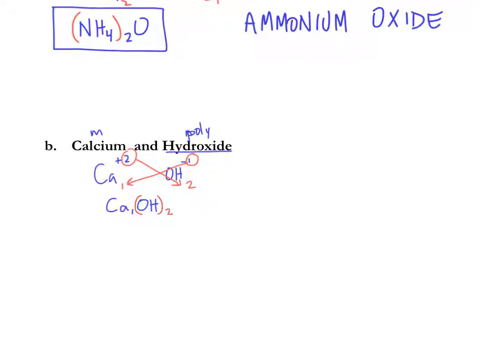So parentheses around the hydroxide, and the 2 goes on the outside of it. So I get Ca(OH)2. Now remember, we don't need this 1 here, it's implied. So what you end up with is Ca(OH)2.